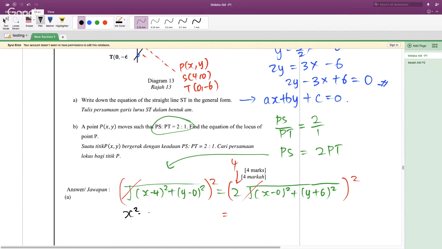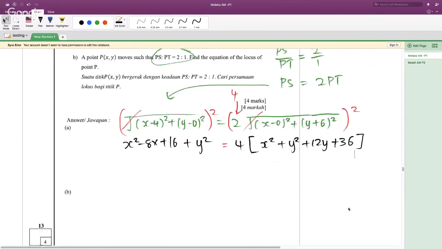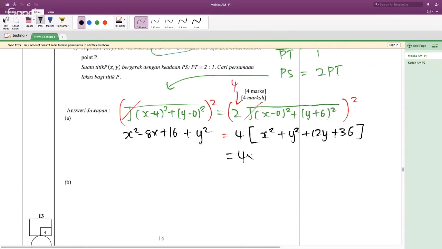This is just x squared minus 8x plus 16 plus y squared. This one becomes 4, and then I do a bracket here: x squared plus y squared plus 12y plus 36. In order to get the locus, I want to make it equal to 0. So I will multiply the 4 into everything here first: 4x squared plus 4y squared plus 48y plus 4 times 36, which is 144.